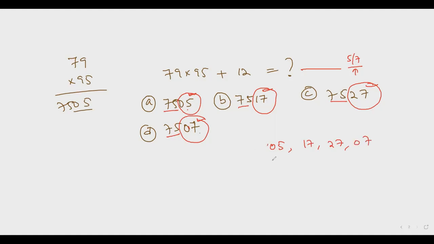If I know the last 2 digits, then I can pick the answer. Is that okay? If I know the last 2 digits of the number, then I can easily find the answer. So I don't have to multiply all the numbers. All I'm going to do is find the last 2 digits. First multiply this: 9 into 5 is how much? 45. And do the cross multiplication here.